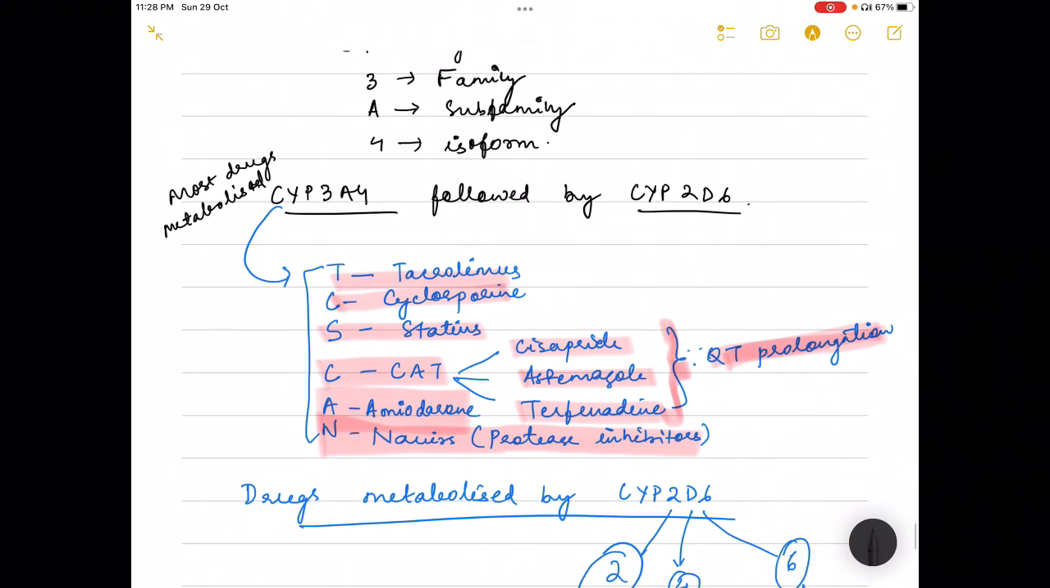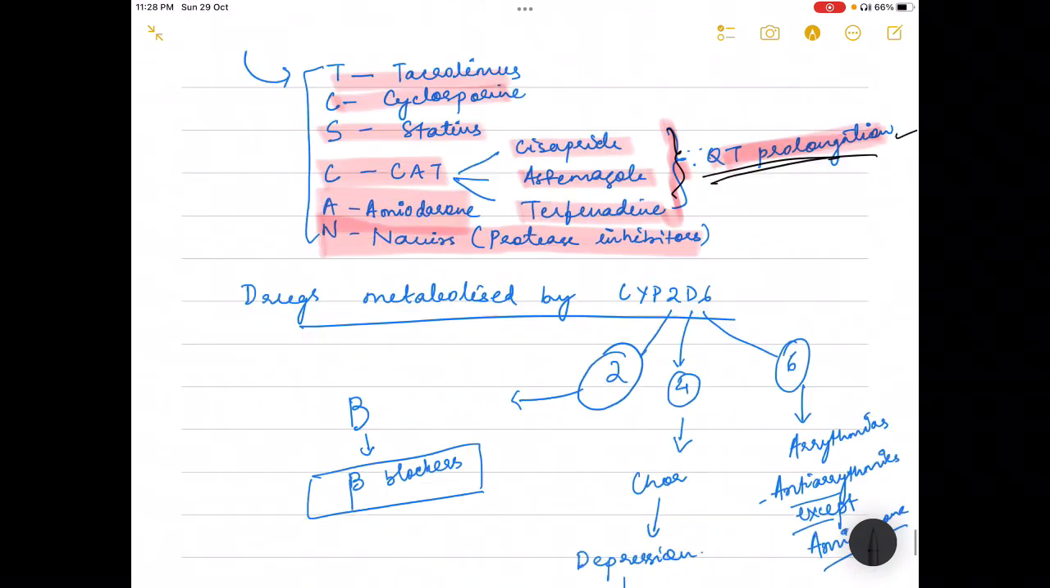Now, what are the drugs which are metabolized by CYP3A4? Most of the drugs are metabolized by CYP3A4, and this you can remember by the mnemonic TCS CAN. Tacrolimus, cyclosporine, statins, CAT, that is cisapride, astemizole, and terfenadine, then amiodarone and navirs. Out of this, the CAT drugs cause QT prolongation and therefore they have been withdrawn from the market.